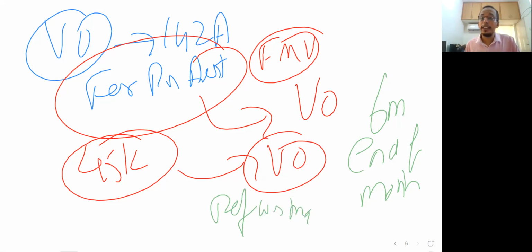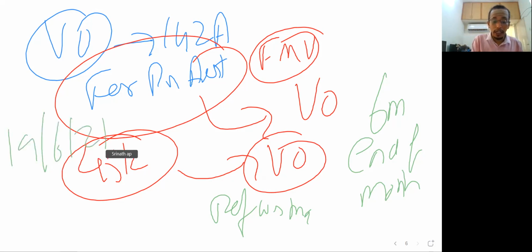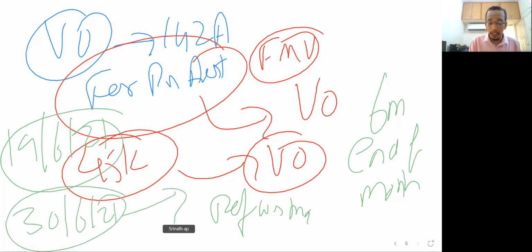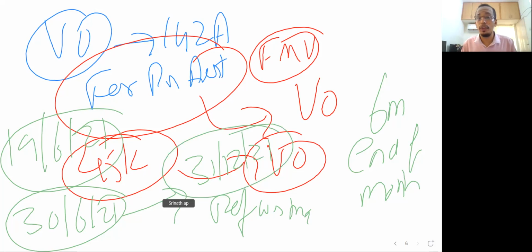That means, let's say the reference was made on 19th June 2021. The end of the month is 30th June 2021. From there, 6 months will be 31st December 2021. By 31st December 2021, the valuation officer should give the valuation report.